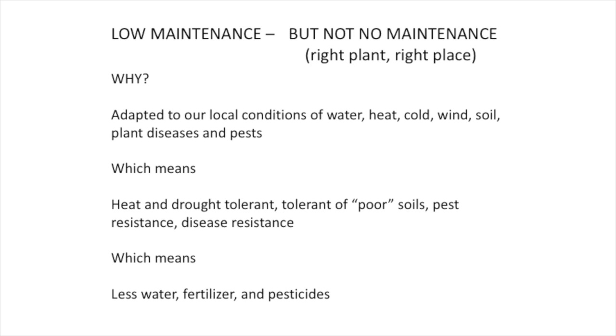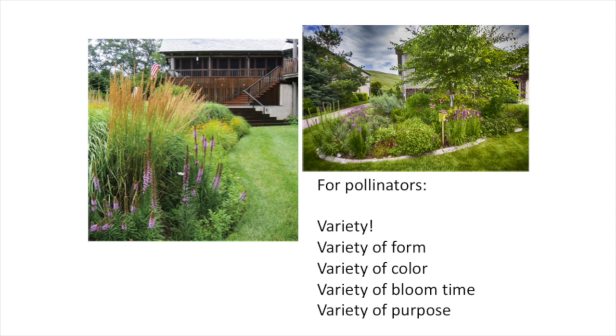We also plant natives because they are low maintenance. Being adapted to our local conditions of precipitation and heat and cold and our soils, our diseases and pests, means that these plants are heat and drought tolerant. They are tolerant of our often poor soils. They are pest resistant and disease resistant, all of which means they require less water, no fertilizer, and no pesticides. Planting a variety of native plants will bring a variety of native pollinators, so plant flowers of different forms, colors, and bloom times.